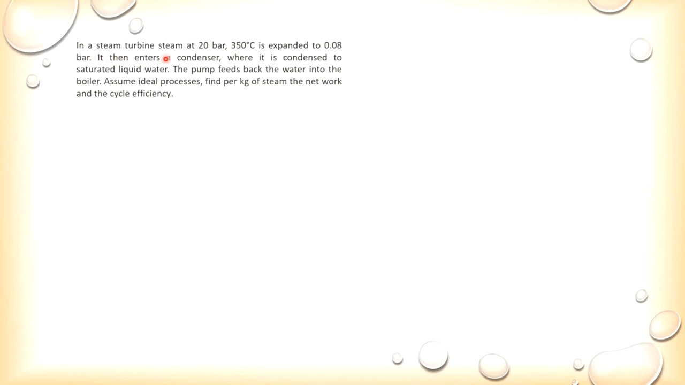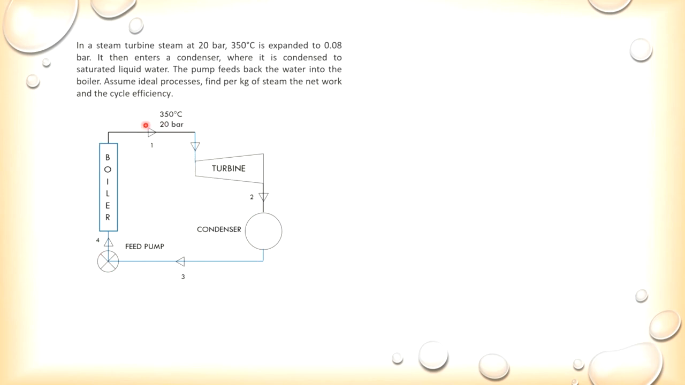Then it enters the condenser, where it is condensed to saturated liquid water. That means complete condensation takes place at pressure 0.08 bar. Now the pump feeds back the water into the boiler. That means after feeding, the cycle is complete. Now assume ideal processes, find per kg of steam, the net work and the cycle efficiency, or the Rankine efficiency, or the thermal efficiency.